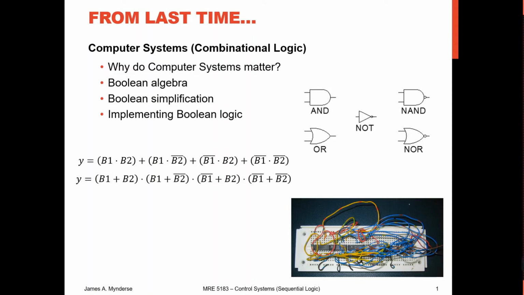Hi folks. So last time we were talking about combinational logic, and we developed some Boolean algebra using simple gates. We did some simplification and we implemented that logic. And you may recall that we ended up with statements like these, where we were using sum of products or product of sums to derive an output based on some digital inputs.